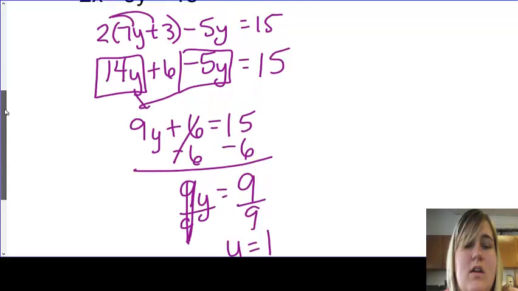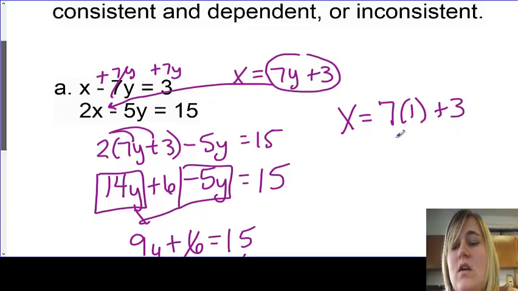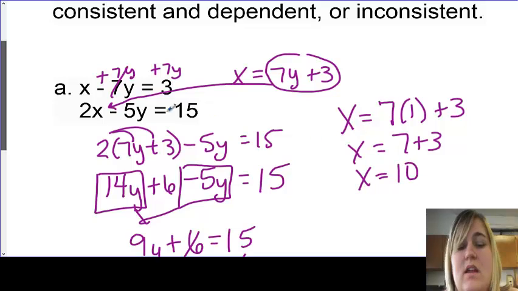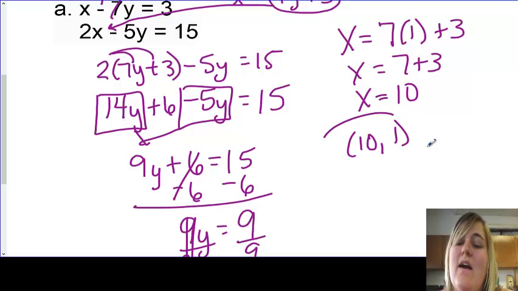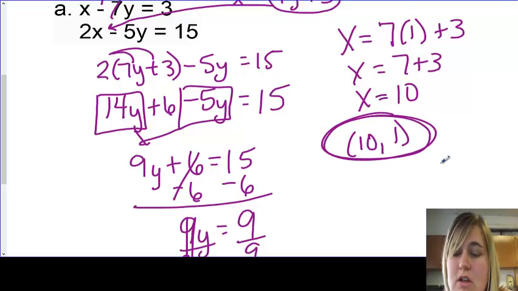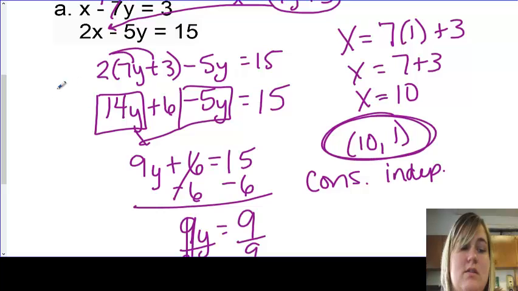Well, if y is equal to 1, I can plug that in here. So I have x equals 7, instead of y I'll put 1, plus 3. 7 plus 3 gives me my x, which is 10. So my solution to this system is (10, 1). Because I have exactly one solution, that means that it is consistent and it is independent. Okay? One solution is consistent and independent.